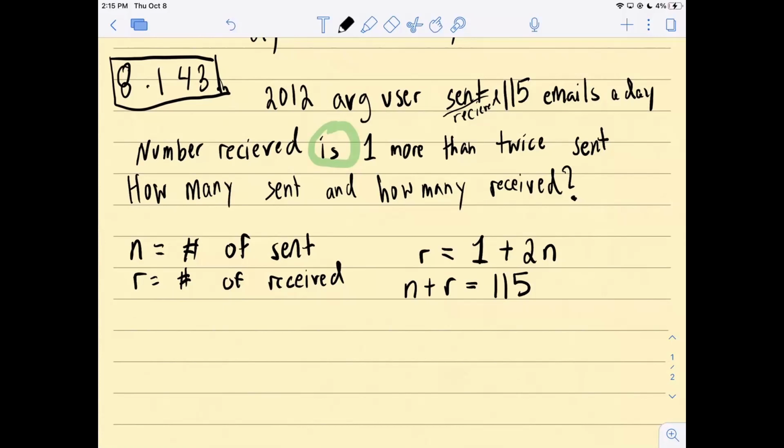These are really similar to the ones that we did where I tell you the total perimeter, and I tell you the width is something related to the length, and then you can just right away plug it in. So that was an example of two equations and two unknowns. So we plug it in, 1 plus 2n equals 115. And then I'll show you guys something kind of cool. I think some of you might know this. When you add the two n's, you get 3n equals 114.